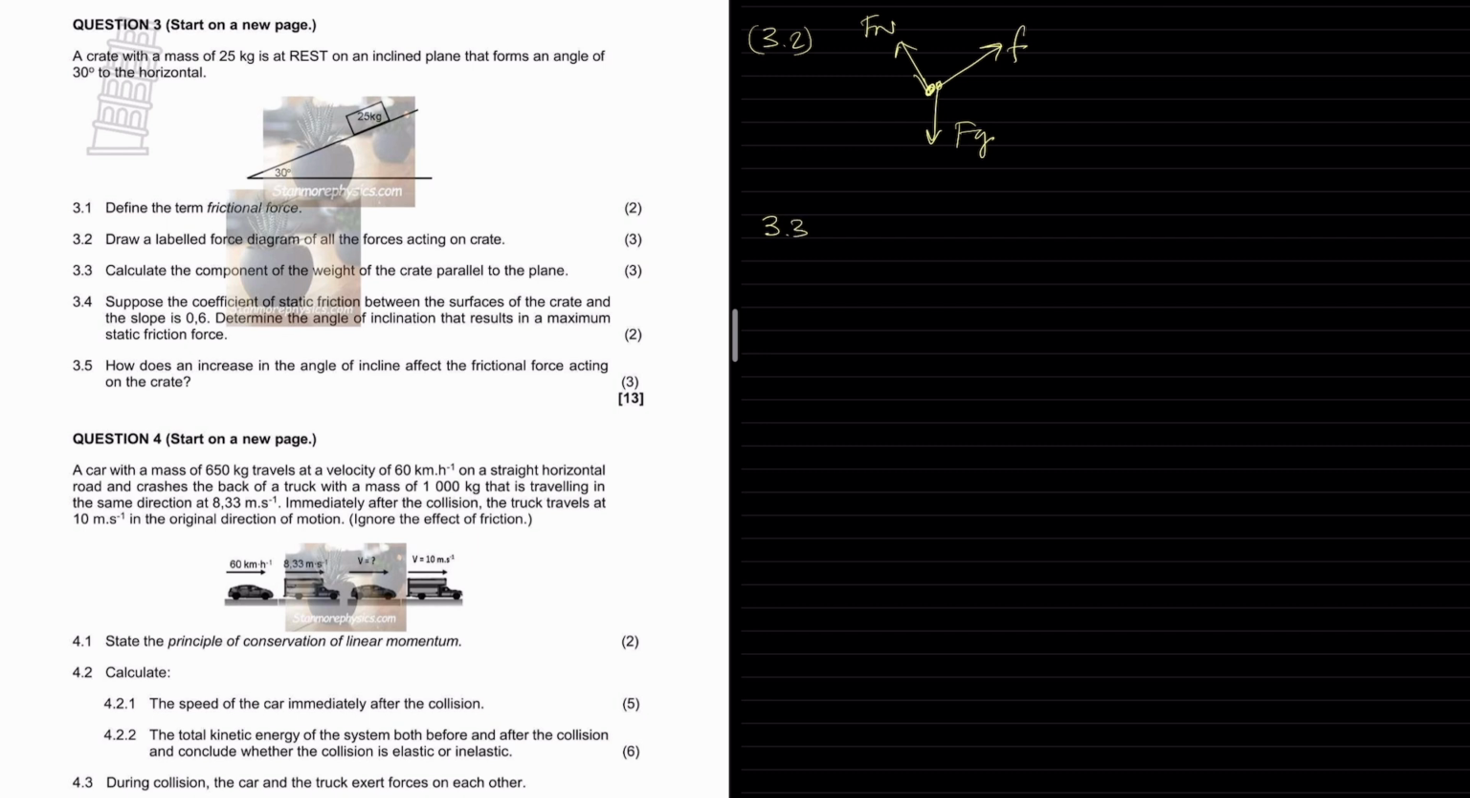Question 3.3, calculate the component of the weight of the crate parallel to the plane. So they want FG parallel. That is equal to mg sine theta. So 25 times 9.8 times sine of 30. That's 122.5 newtons.